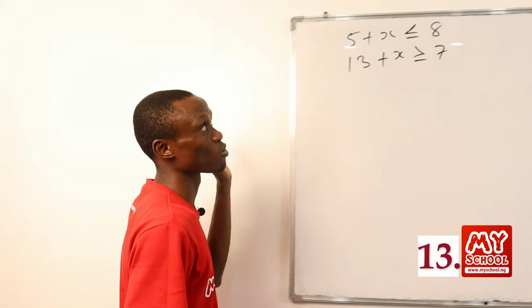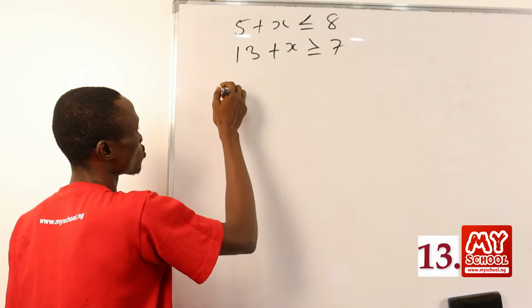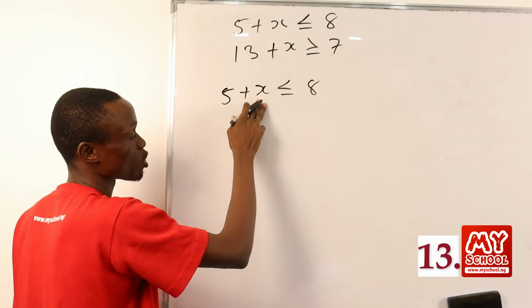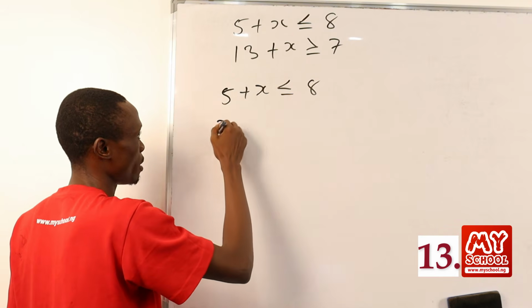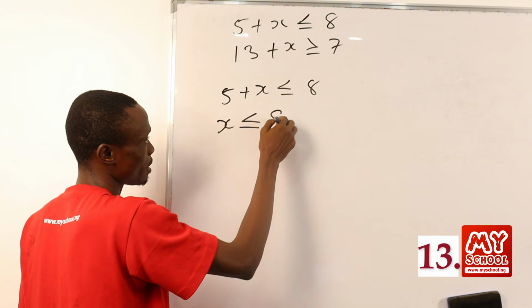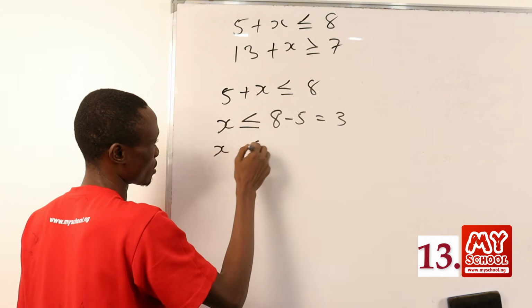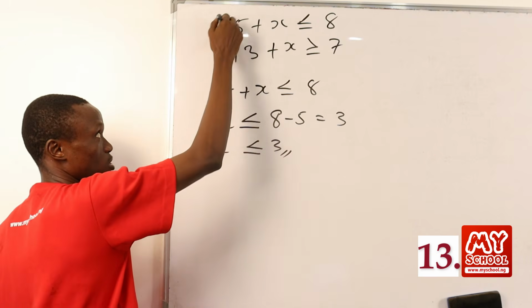So these are two different inequalities. So we solve them one after the other. So for the first one, we have 5 plus s is less than or equal to 8. So here we just make s the subject of formula by moving 5 to the other side of the equation, so that s is less than or equal to 8 minus 5, and that is 3. So s is less than or equal to 3. Okay, so that is the result for the first equation.